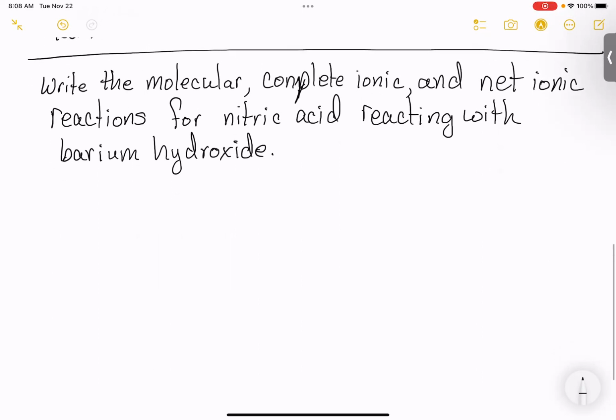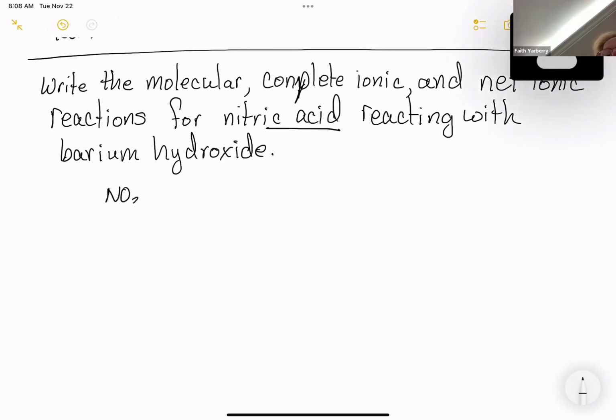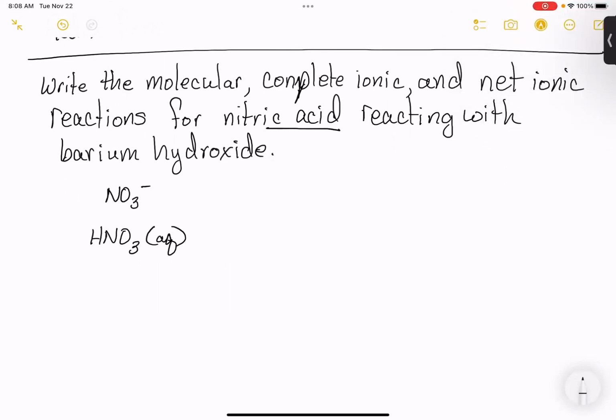Okay, so nitric acid means that it comes because of the -ic acid. It means that it is coming from nitrate. Nitrate is NO3 minus, so the acid is HNO3. Acids have a state of matter that is aqueous. That is reacted with barium hydroxide. Barium is Ba2 plus, hydroxide is OH minus, and therefore we are reacting it with Ba(OH)2. And again, because that is a strong base and one of the soluble ionic compounds, it is aqueous.